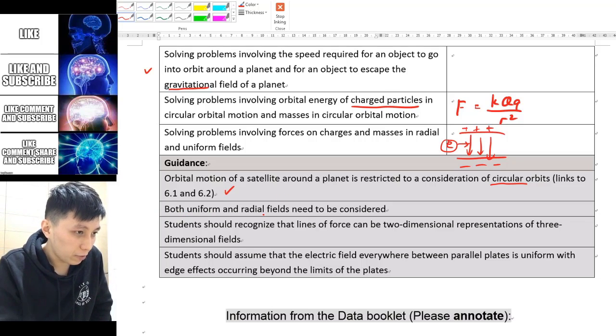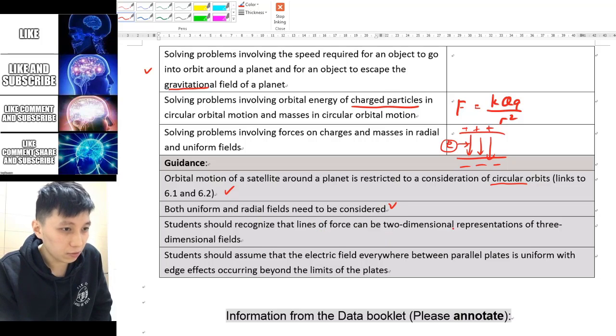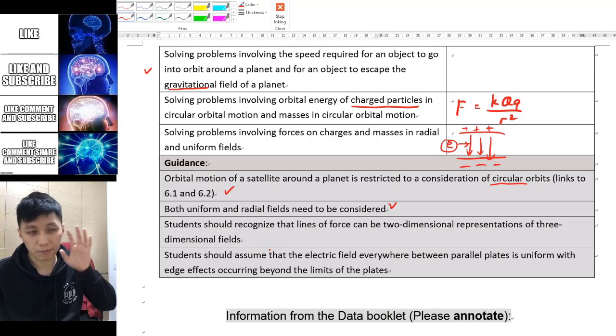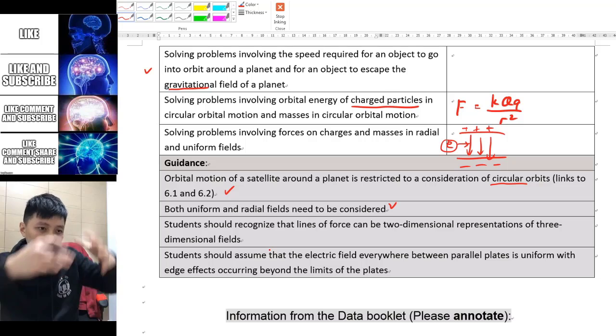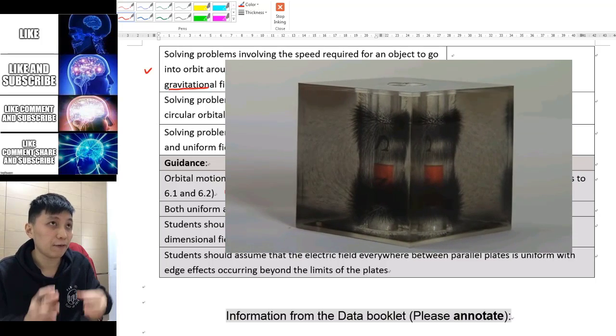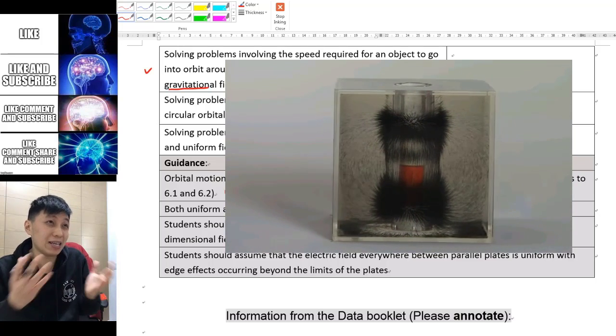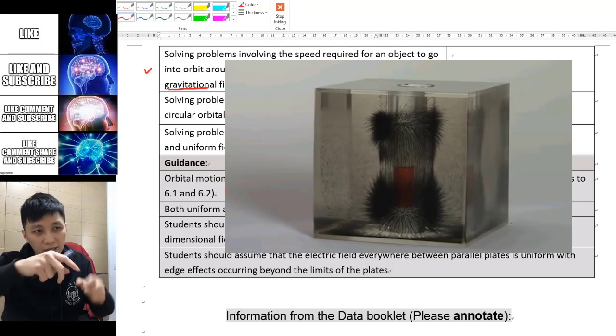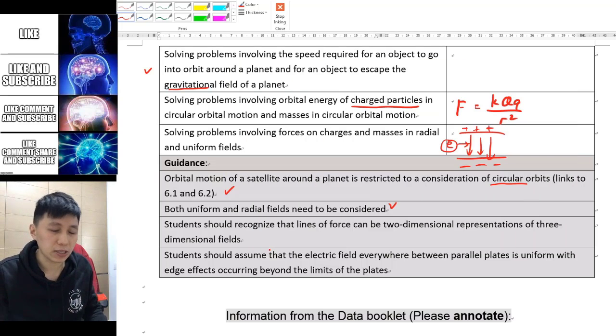Next, both uniform and radial fields need to be considered. Yes, of course. Students should recognize that lines of force can be a two-dimensional representation of three-dimensional fields. So this is saying that even though when we try to draw the field lines on a piece of paper it is two-dimensional, of course in reality it's three-dimensional. You can go and check out the 3D magnetic field lines. People can simply illustrate by putting a magnet inside a box of iron filings, and you can see those iron filings will form a 3D shape of the magnetic field lines.